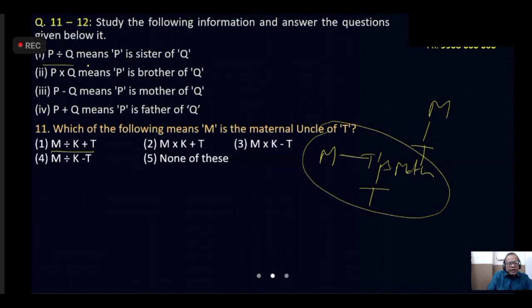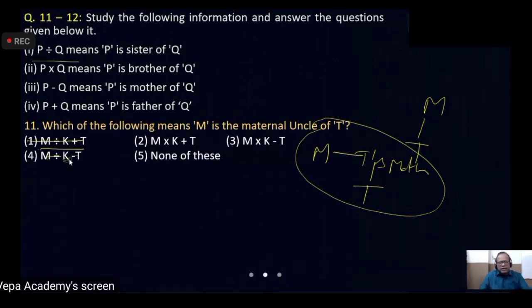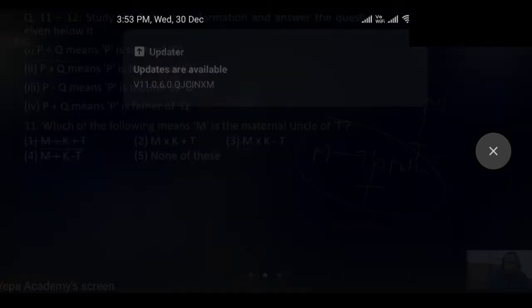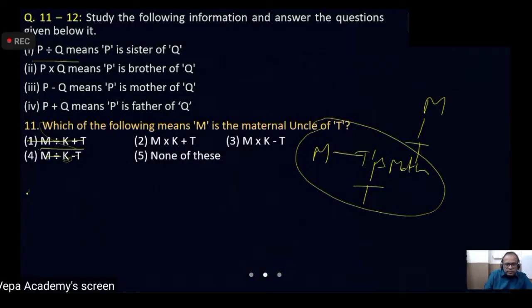M divided by means it is female. So 1 and 4 choices are eliminated. So we are able to reduce the burden of working. Okay, 50% is reduced now. So let us focus on 2 and then we check 3. Now let us look at 2.